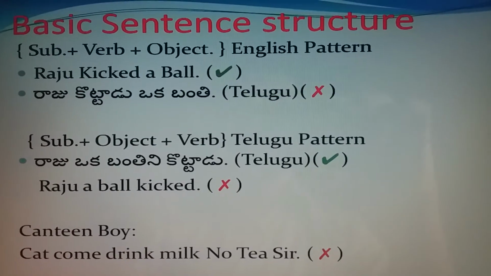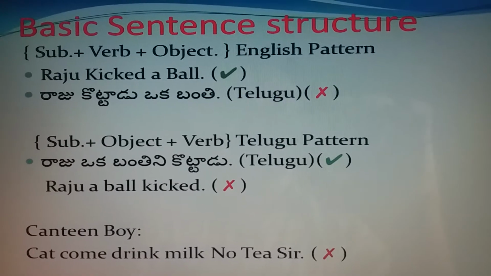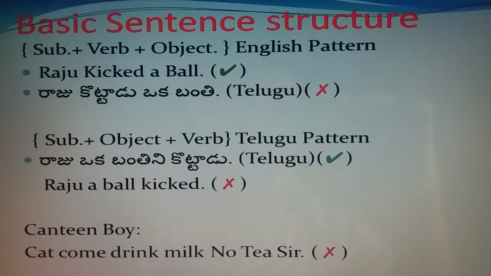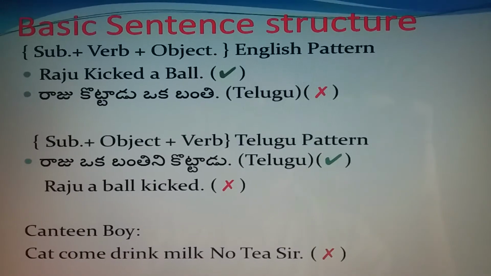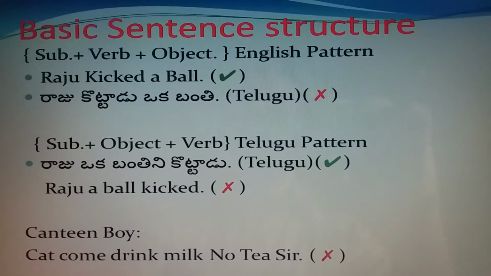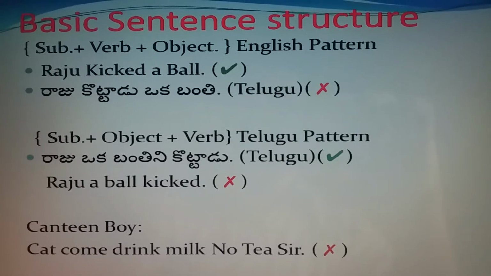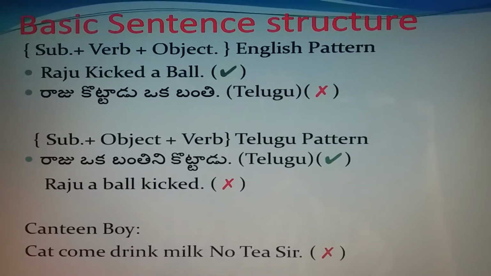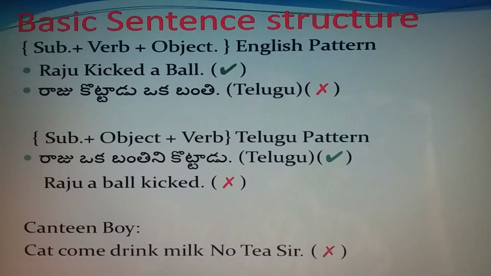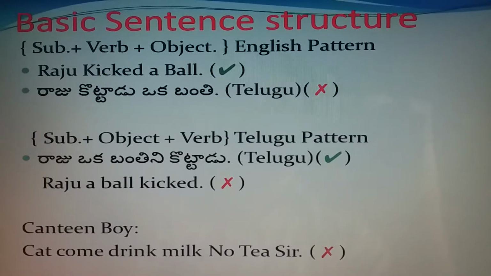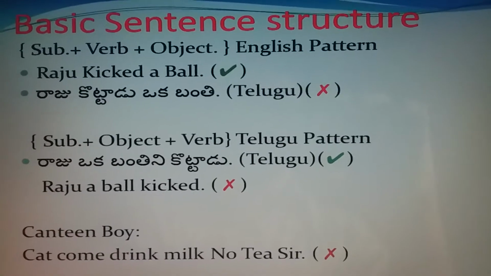Suppose, for example, there is a canteen boy who would like to speak always in English. He is very fond of speaking in English. He speaks like this: cat come drink milk, no tea sir. What happened in this statement in the slide, the last sentence, cat come drink milk, no tea sir? Absolutely, that is wrong. Of course, the receiver may understand the sentence, but it is not structurally correct. That is the reason we need to learn English sentence structure as per the English pattern.